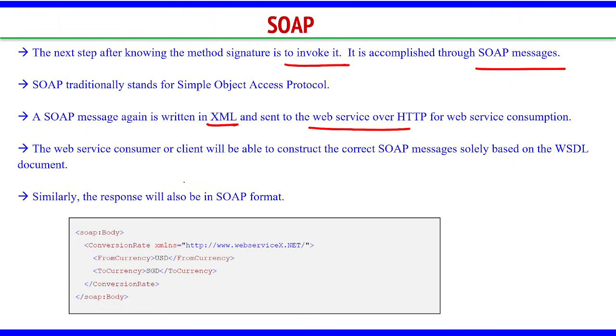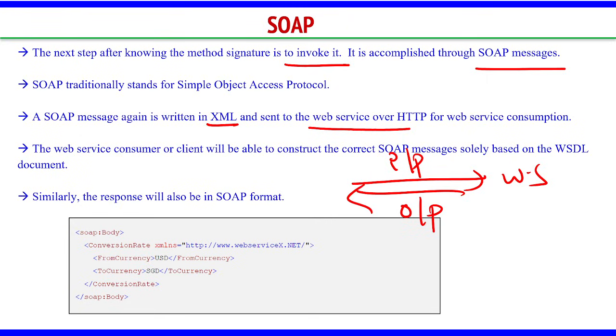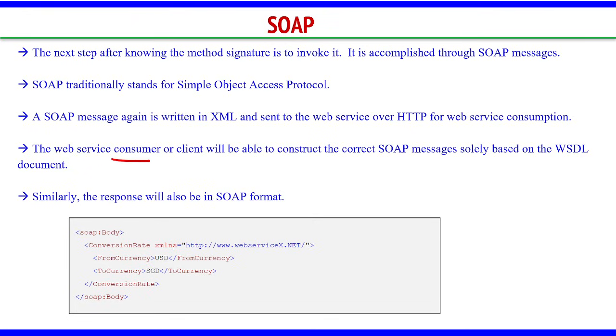I want to send my input to that web service, and the web service will send the output back. How is this input and output carried? Using this SOAP protocol. It defines a particular format in which the input is sent, and then the output is received in the same format. So the web service consumer or the client will be able to construct the correct SOAP messages based on the WSDL document.